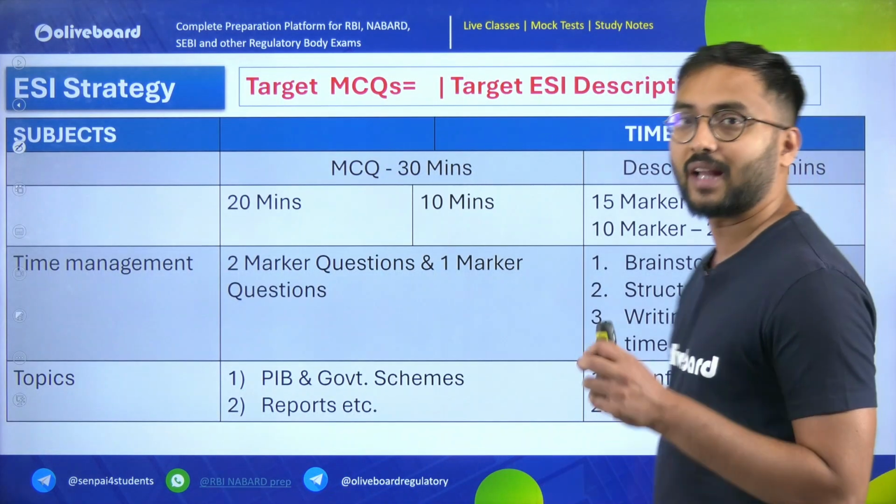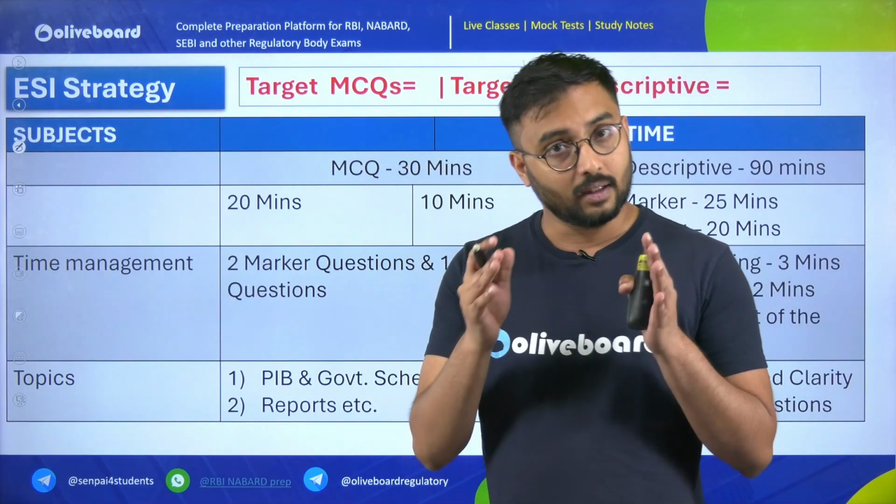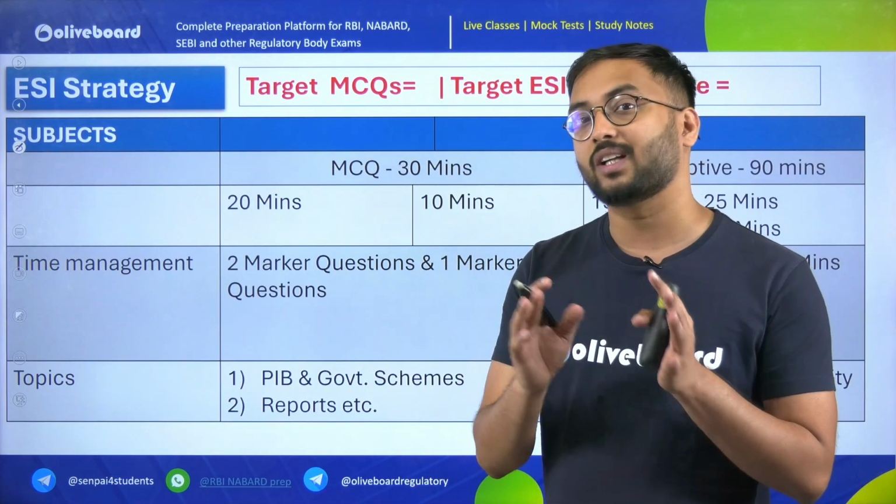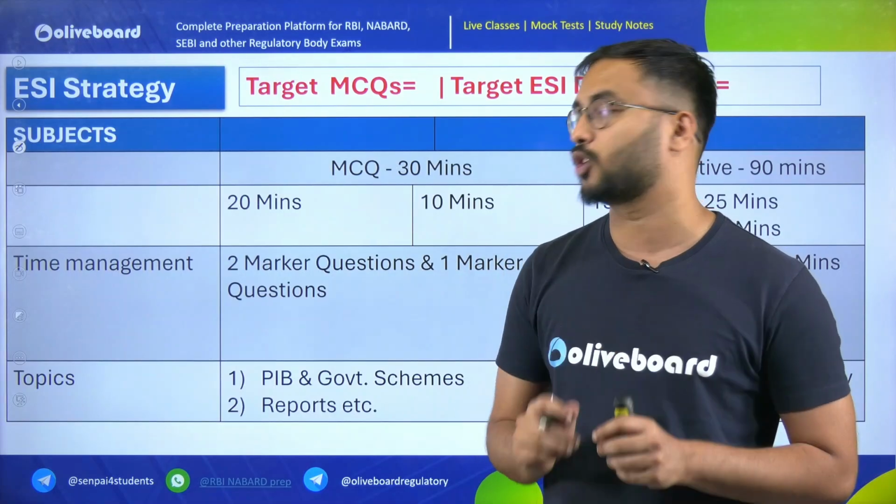Once you get this, now let us try to understand, in ESI MCQ and descriptive, what should be our distributed target score.